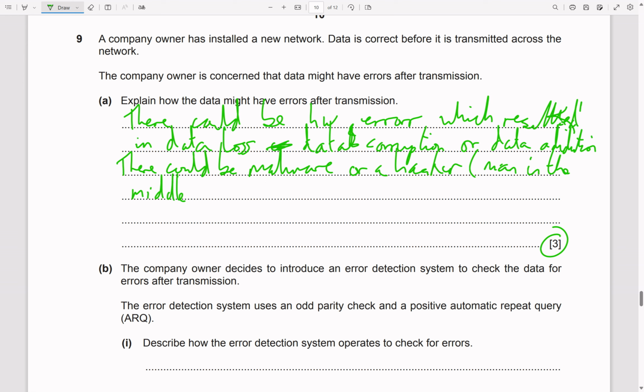I think man in the middle attacks are not really mentioned in the book. But if you want to search that up, just go on YouTube and type in man in the middle attack. It's pretty simple what it is really. There'd be a malware or a hacker that is maliciously modifying or deleting data.